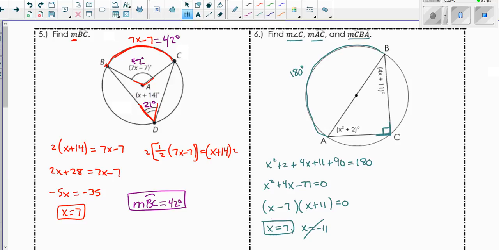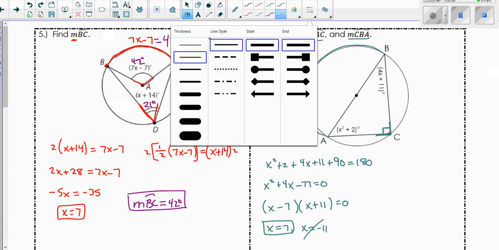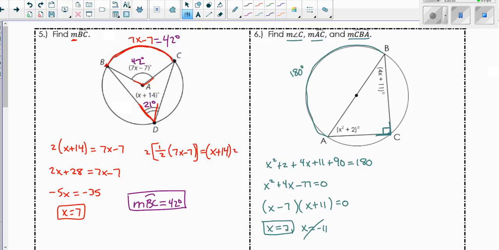And I'm going to go back now and figure out everything else for this problem. So if x is 7, 7 squared is 49, plus 2, this angle is 51. 4 times 7 is 28, plus 11 makes this 39.